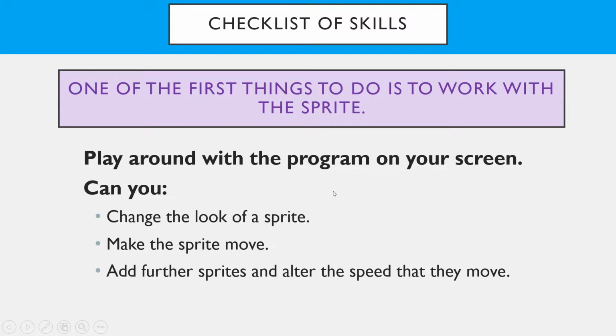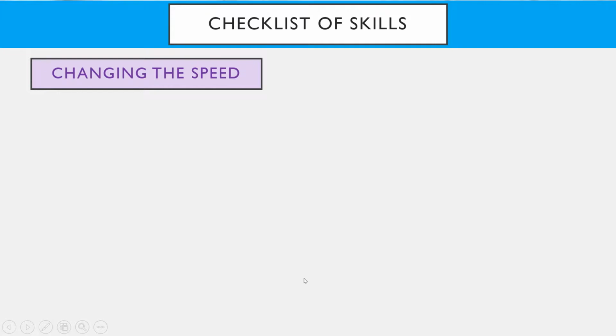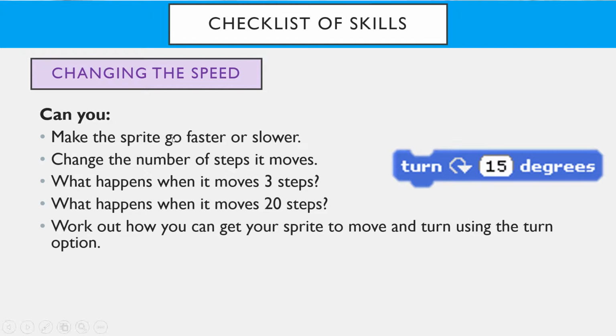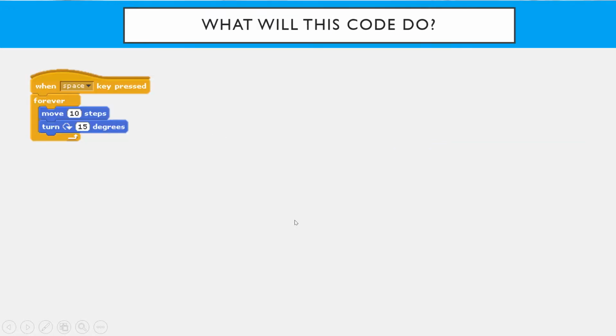Today I'd like you to try and make sure you know how to change the look of a sprite, how to make a sprite move, and how to add sprites and perhaps alter the speed they move. So the sorts of things that you'll be doing today is making a sprite go faster or slower. You'll learn how to change the number of steps. You'll also work out how your sprite can move and turn. Most of the games, most of the cards will show you that.